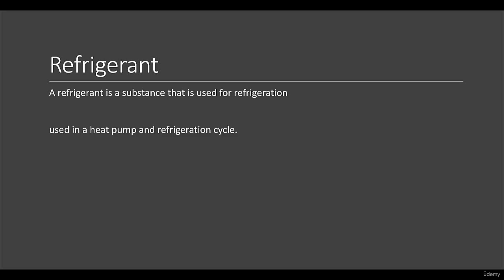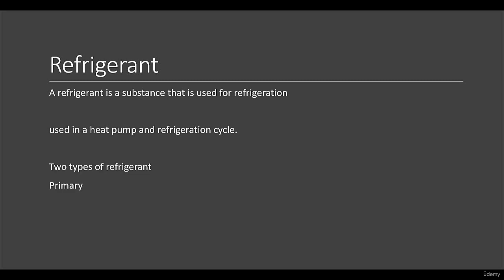Now we should discuss refrigerants. A refrigerant is a substance that is used for refrigeration. It is basically a liquid or substance used in the whole refrigeration process. It is used in heat pumps and refrigeration cycles. We have two types of refrigerant.